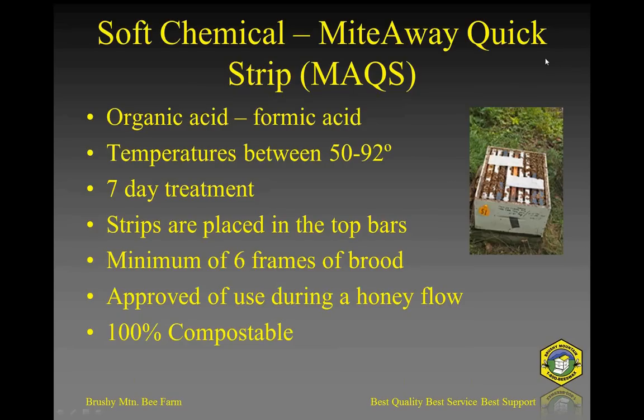So the strips are placed on the top bars like you see here, and you need to have a minimum of 6 frames of brood. That's because you need to have the bees. Typically, if you have 6 frames of brood, you have enough bees to support that brood to help circulate the air within that colony, to circulate the formic acid fumes through that colony and vent it out and distribute it evenly through the hive.